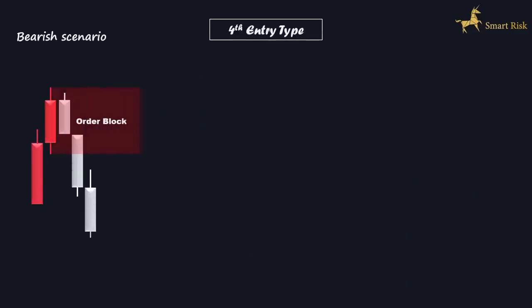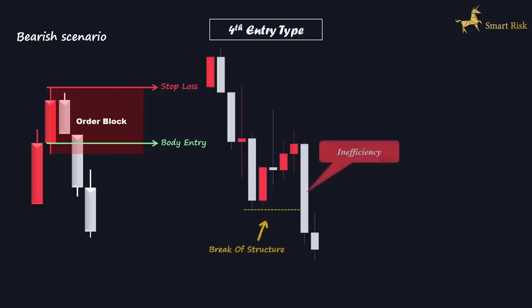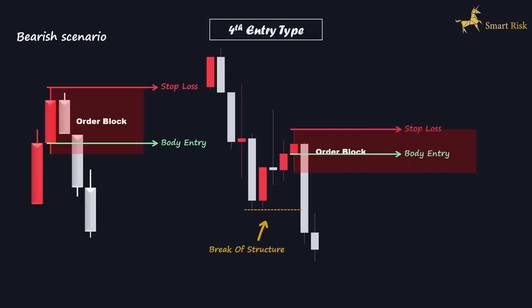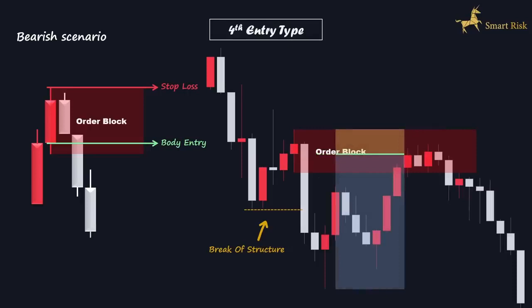The fourth entry type involves placing the entry based on the body of the candle once a valid order block is identified. In sell positions, the stop loss is set to touch the higher wick of the order block. This entry type is undoubtedly riskier because the stop loss is positioned within the order block zone. If the price intends to fully reverse the order block, it may trigger the stop loss.